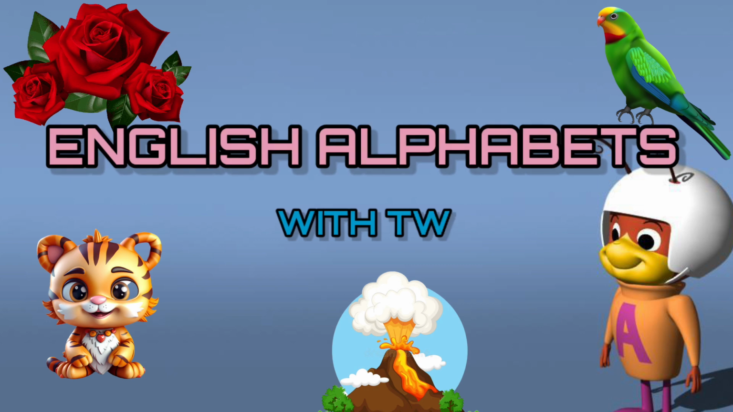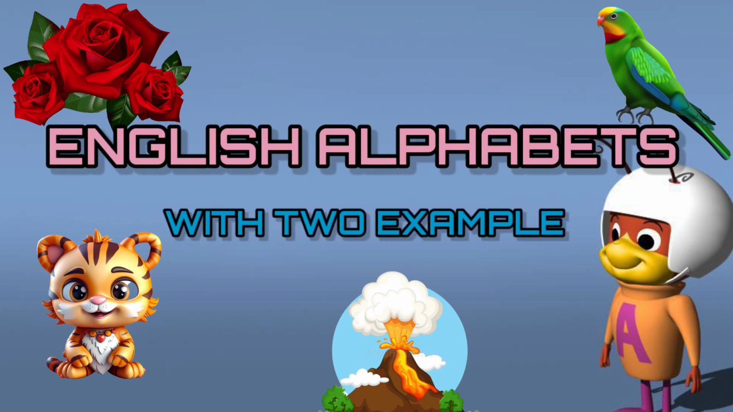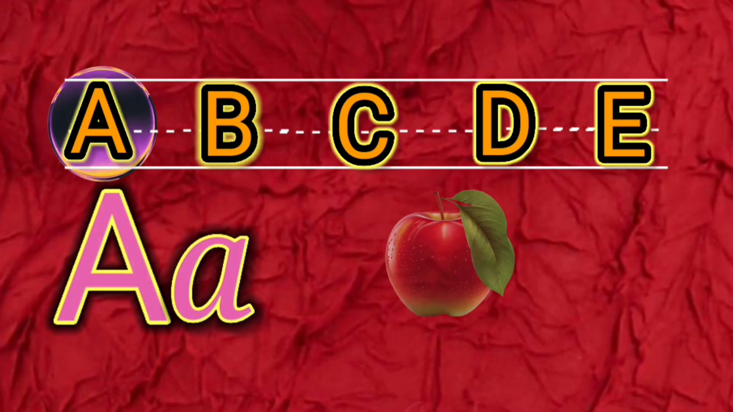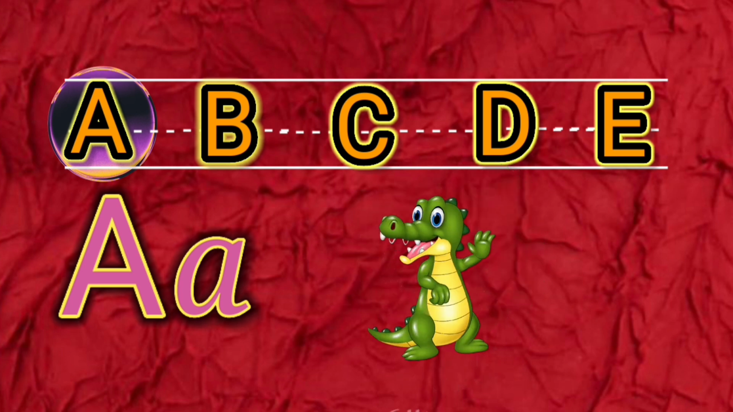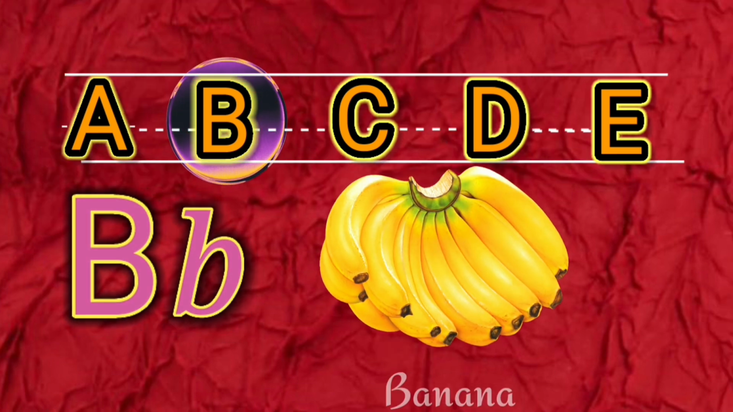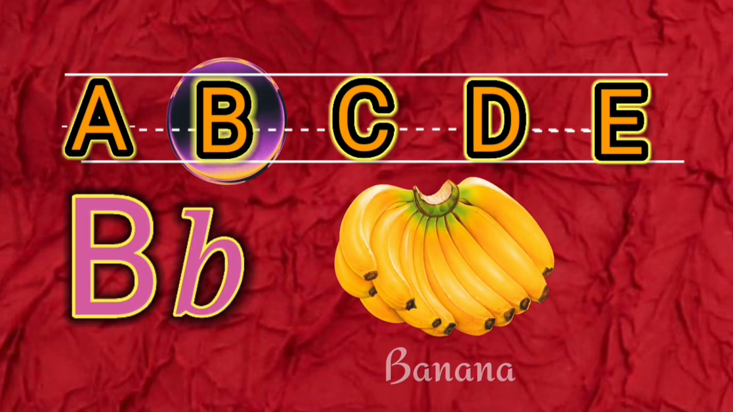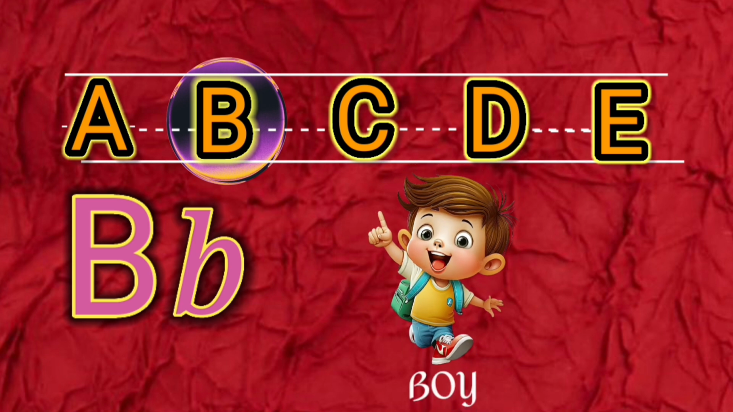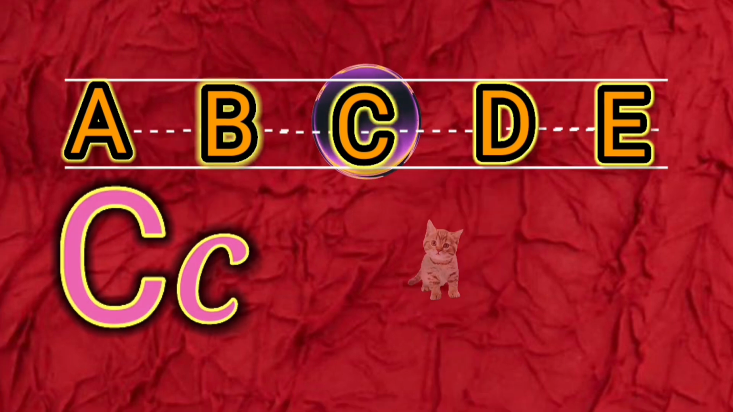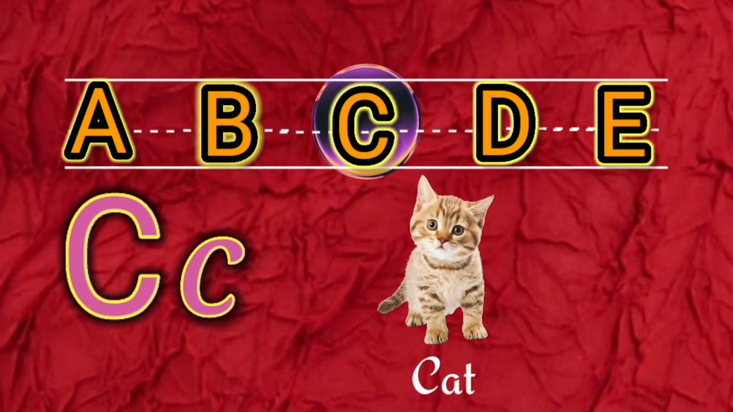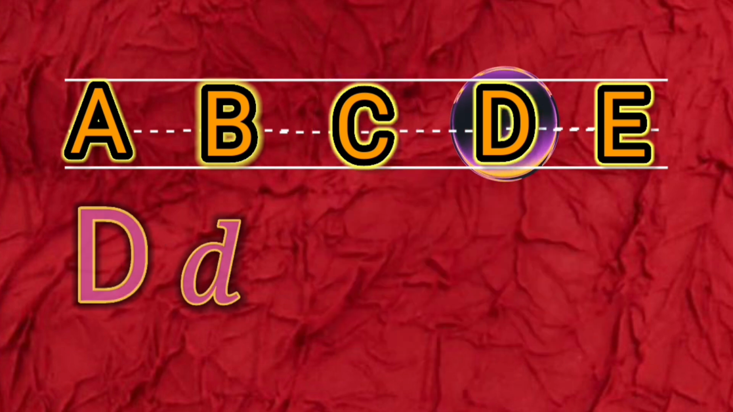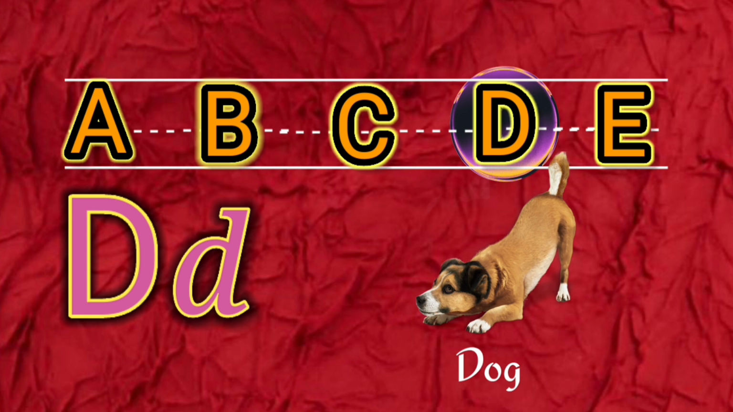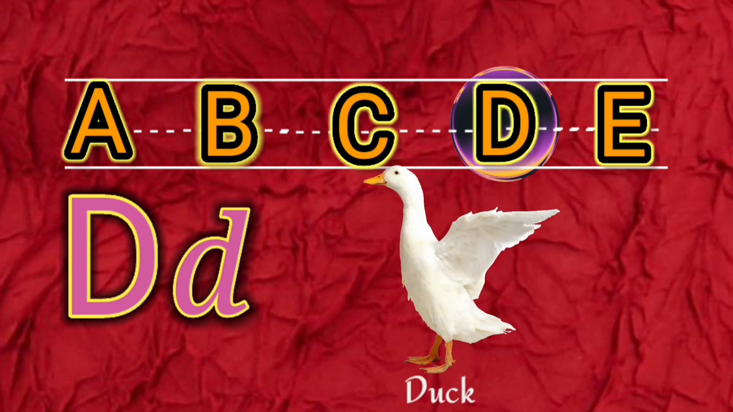Learn English alphabet with two examples. Let's start. A for apple. A for alligator. B for banana. B for boy. C for cat. C for car. D for dog. D for duck.